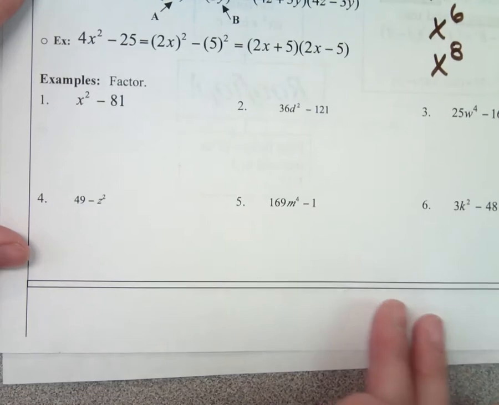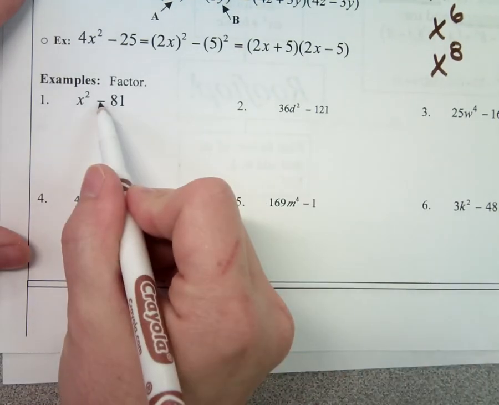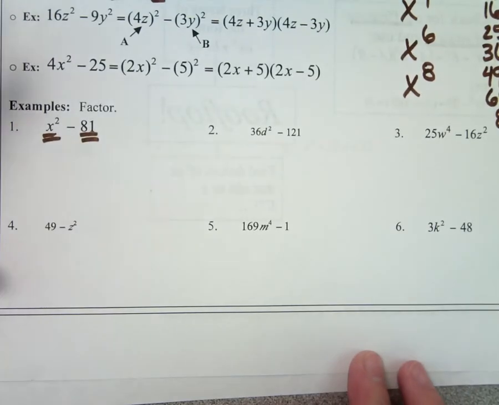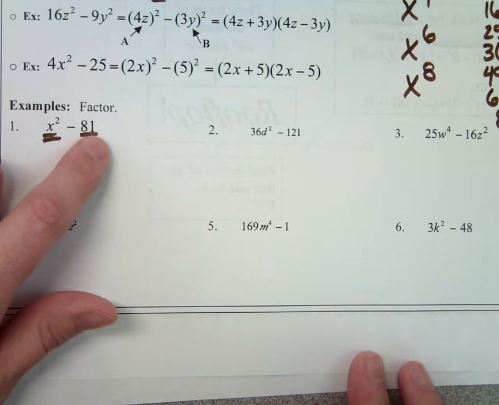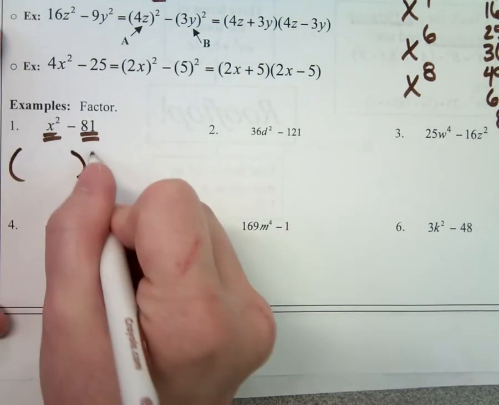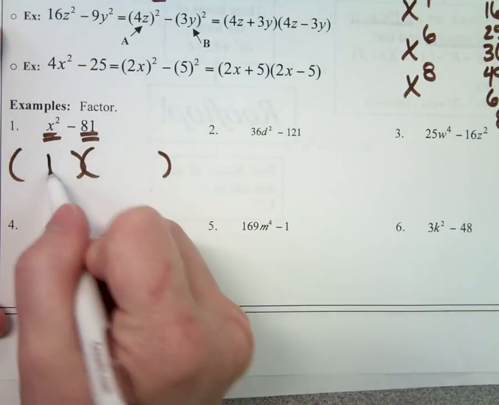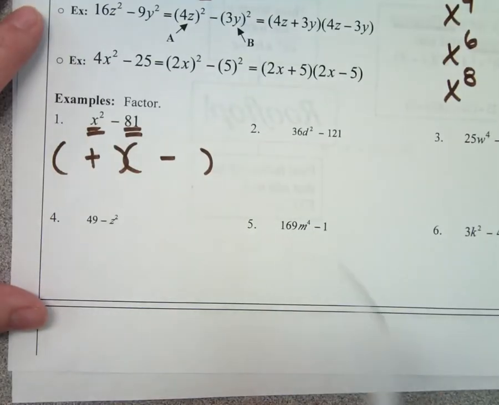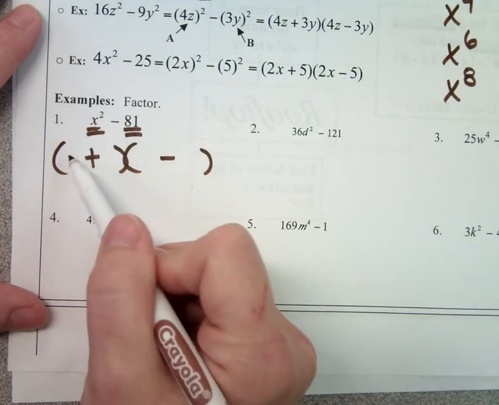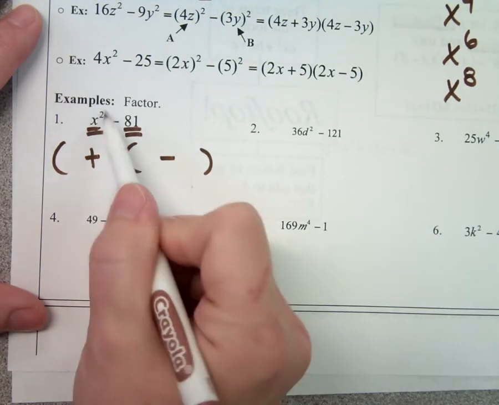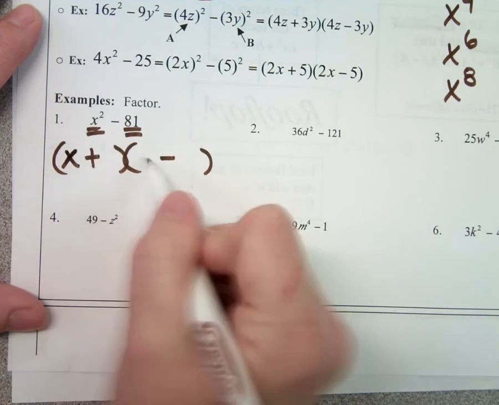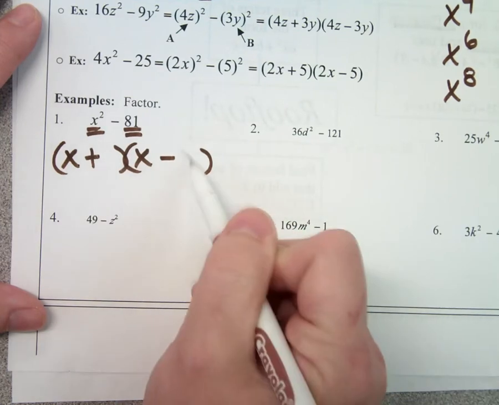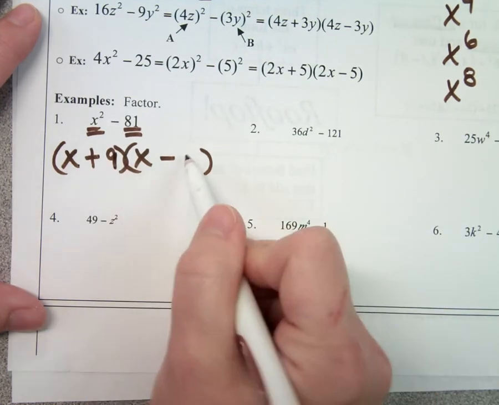So let's see. Is it a difference? It's got a minus. Are these perfect squares? Yes. My variable has an even exponent, and 81's in the list that we wrote. So anytime you find a difference of squares, this is how they factor. One set of parentheses has a plus. One set of parentheses has a minus. And then the square root of the first term goes here and here. So what times what would make x squared? So x times x makes x squared, so that goes there. And the square root of 81 goes here and here. So what times what makes 81? 9. So 9 and 9 go here.